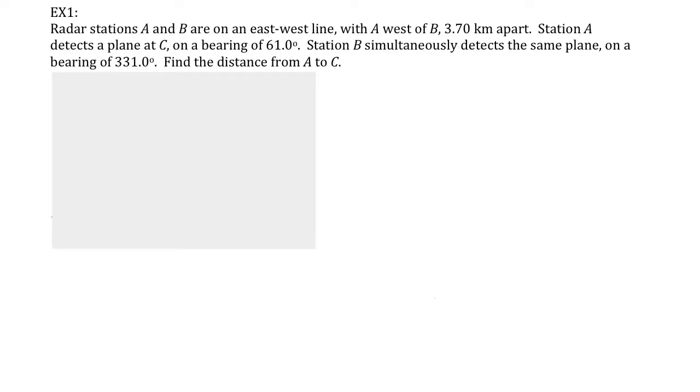Let's say that we have radar stations A and B, and they're on an east-west line. So here's west, here's east, and A is west of radar station B, and they're 3.7 kilometers apart. So here's A, and here's B. Station A detects a plane at C on a bearing of 61 degrees.